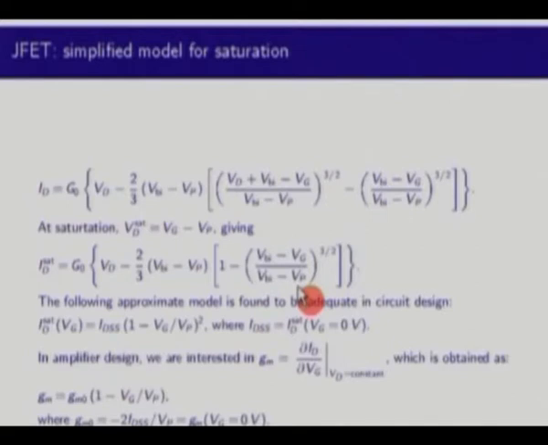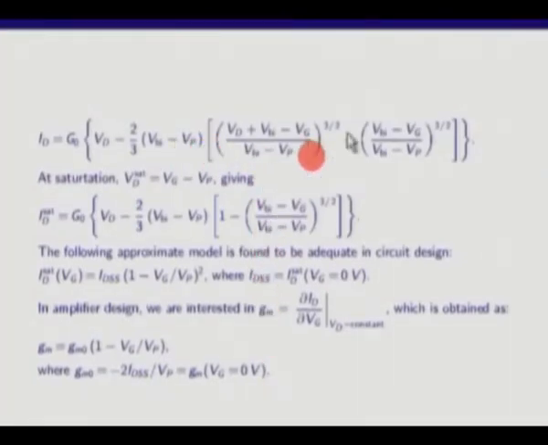But it's a little complex because there is this 3 by 2 here and so on. So very often this following approximate model is found to be adequate in circuit design, and that is IDSAT at a given VG is simply some constant IDSS times 1 minus VG over VP squared, that's it. Where IDSS is nothing but the saturation current at VG equal to 0 volts. And in amplifier design, we are interested not in the actual current but in the slope of ID with respect to VG at a constant VD. That can be obtained easily from this equation, and that's what you get. Some students might wonder where this comes from, because in textbooks they would probably see this equation. So it's important to point out that this is actually an approximation for what you get theoretically.